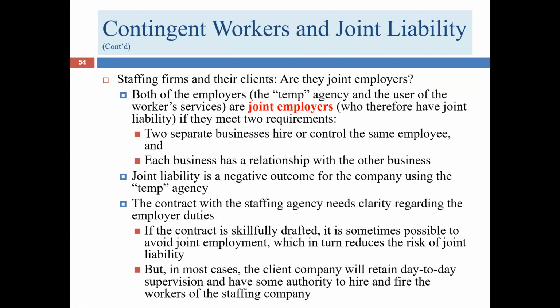I mentioned earlier that sometimes we can avoid that possibility of joint employment and joint liability. Again, joint employment and joint liability are pretty much synonyms. So how do we do that? What is the trick to that? And this is how that works. Both of the employers are joint employers and therefore have joint liability if they meet two requirements. They both hire and control the same employee. Control here is the key word. And each business has a relationship with the other business.